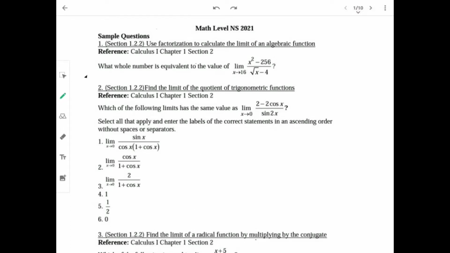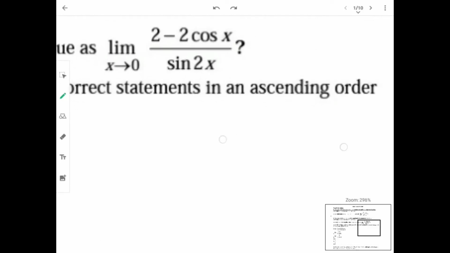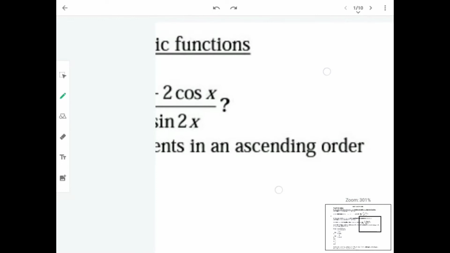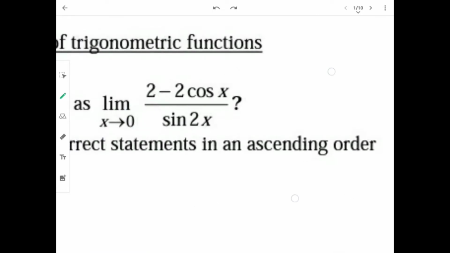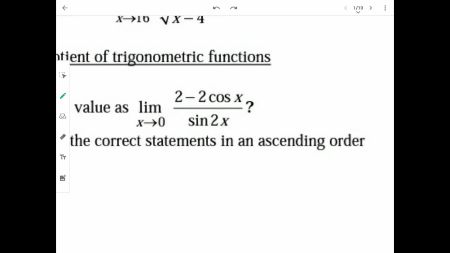Okay, so for question 2, you have a trigonometric function which you cannot just substitute x equals to 0, as x tends to 0, because it's in the denominator and it will end up to 0. So you have to somehow cancel the sine 2x. So the most obvious way is to get somehow sine in the numerator, so you can just cancel it up and down.